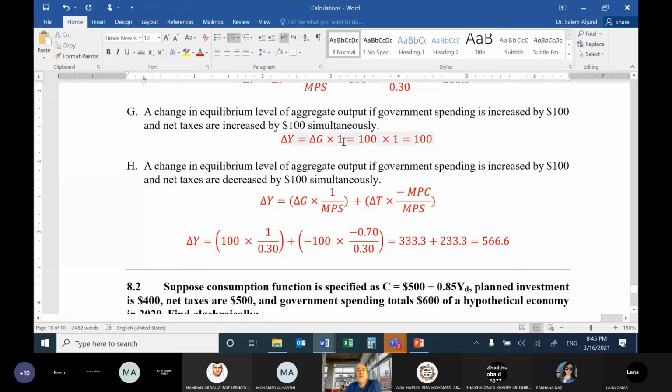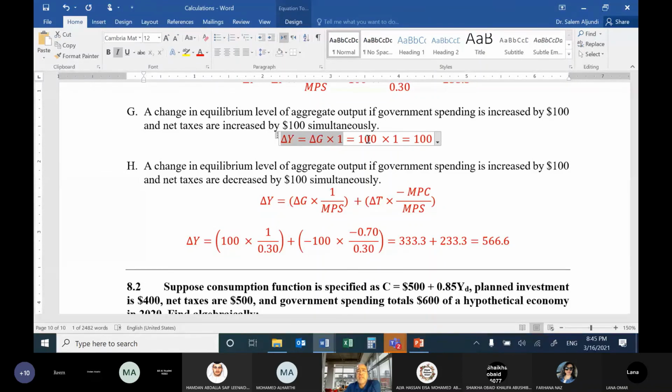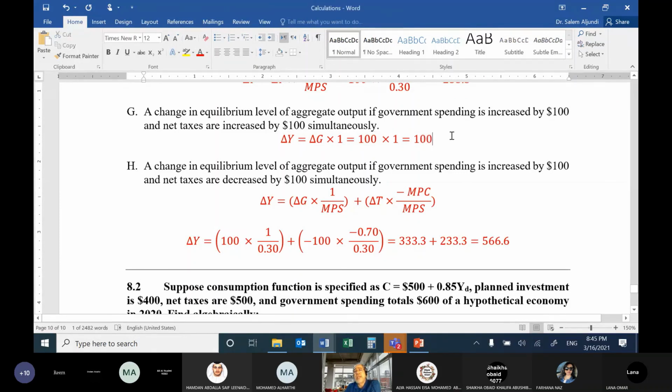And this is the equation how to calculate delta Y equals delta G times 1. So here a change in government spending, or it is the same as a change in taxes, it is 100 times the balance budget multiplier 1. So it is equal 100. So in this case, aggregate output will increase by 100, by the same amount which increase government spending.